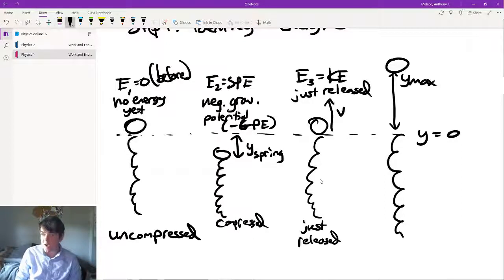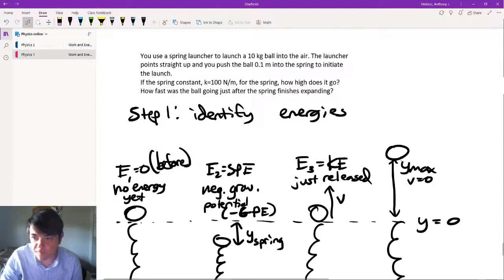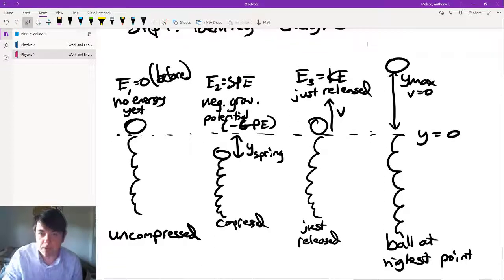And what happens at y max? V equals 0. So this is the ball at its highest point, v equals 0, because we want to know how high it goes. And we also want to know how fast it was going right after the spring finishes expanding. We'll call this E4, and this will only have gravitational potential energy.